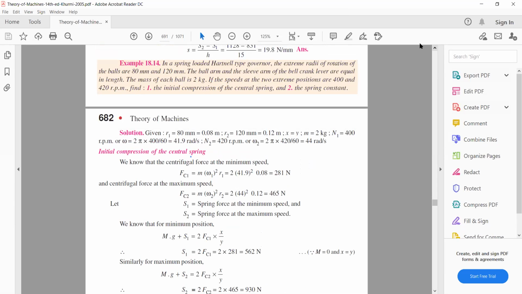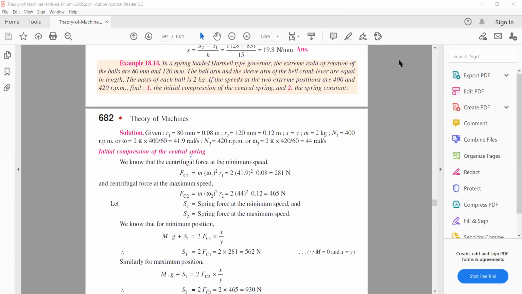Next problem. Now we are going to discuss a Hartnell governor related problem. Okay, all of you read the problem carefully.